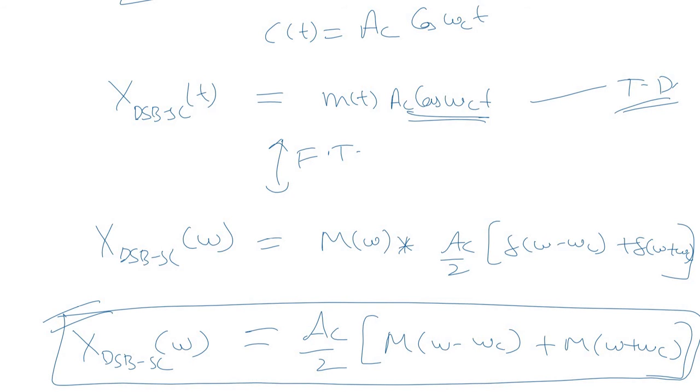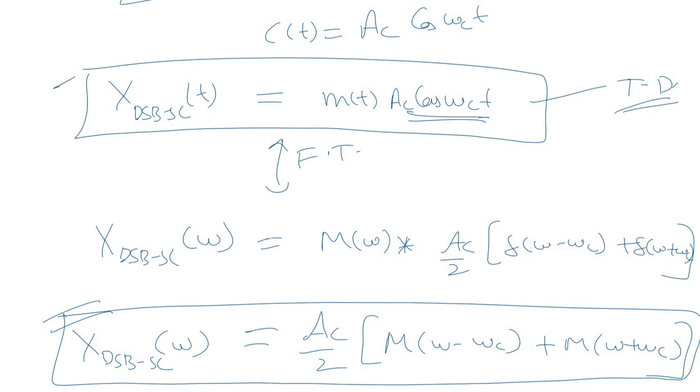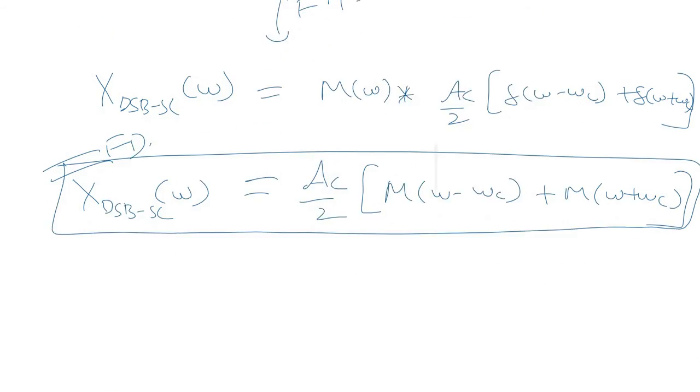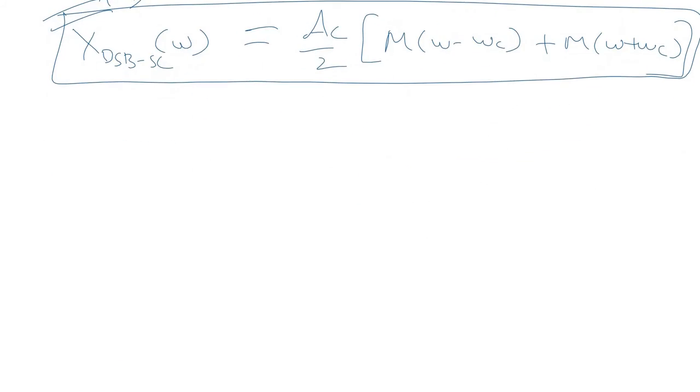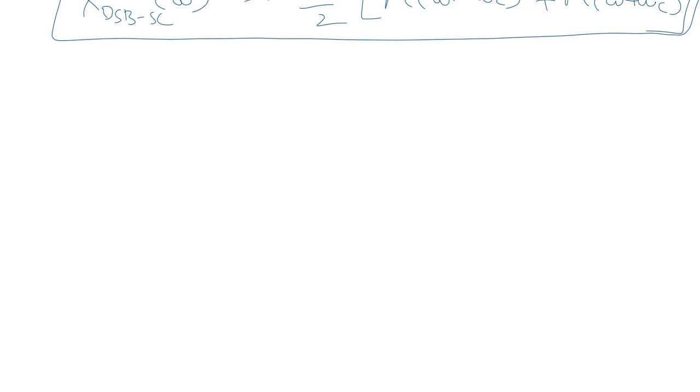Now let us try to plot the spectrum of this DSB-SC type of signal to have a better insight of the system. We have seen till now the time domain expression as well as the frequency domain expression. Let us plot the frequency domain expression, which we call the spectrum of the signal, to have a better insight of the signal.